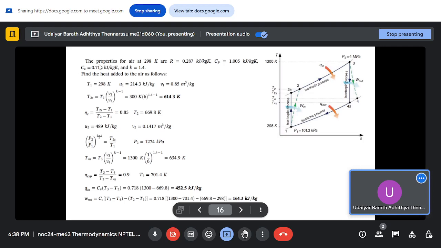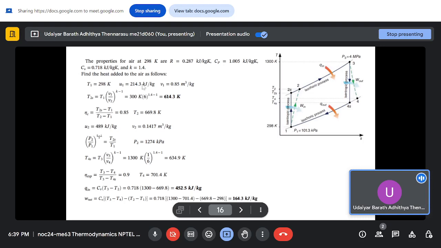Okay, so the properties of air at 298 Kelvin at the inlet. So at temperature 1 you know the temperature, and then R of gas is 0.287, Cp is 1.005, Cv is 0.718, and gamma of air is 1.4. So heat added to the air is as follows. So temperature 1 is known.